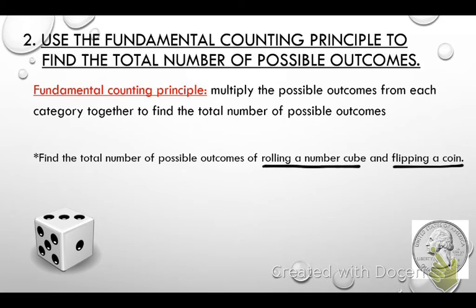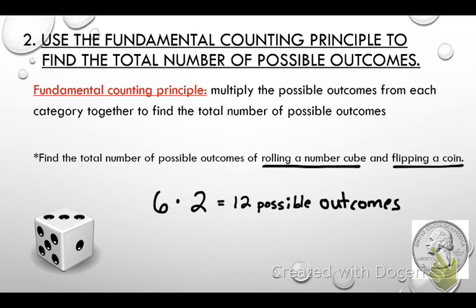6. Okay, there are 6 different numbers on a number cube, so let's write that down. How many different options are there when you flip a coin? 2. So the fundamental counting principle says all you have to do is multiply those 2 together. What's 6 times 2? 12. And here the answer is 12 possible what? Outcomes. Whenever you have problems like this, you want to make sure that you are putting units attached.